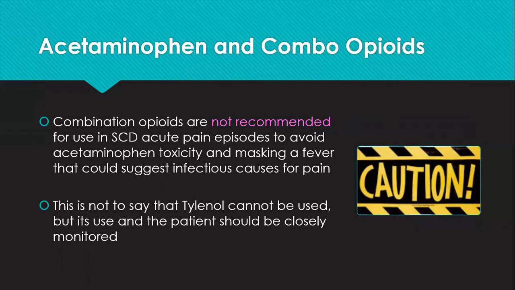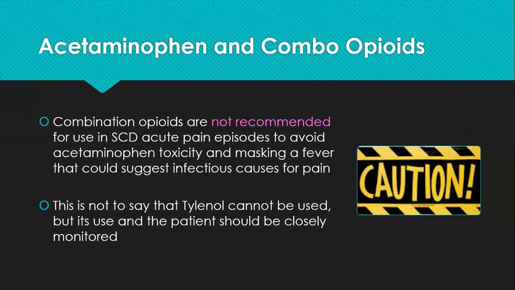And this is the one thing that in my reading, I actually did not know. Combination opioids and then just using Tylenol as an adjuvant is actually not recommended for use in these acute pain episodes for sickle cell disease. And the reason is, I think, since they're coming in with pain and that is the one thing we're treating, you can get yourself into trouble really quickly with acetaminophen toxicity.